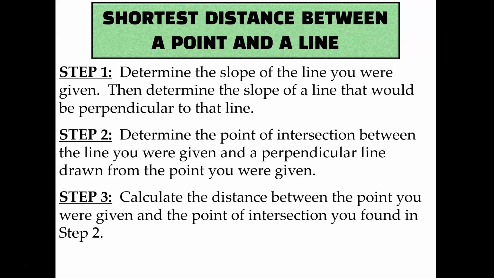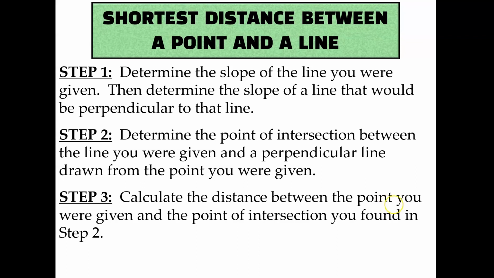In other words, it has to have the opposite reciprocal slope. Once you know what that slope is, use it to count towards the line until you intersect it. Whatever the point of intersection is tells you one of the points that you'll use in the distance formula. The other point, of course, is the original point that you were given. So once you know the original point and the point of intersection between the perpendicular line and the given line, plug those 2 points into the distance formula and get your answer.